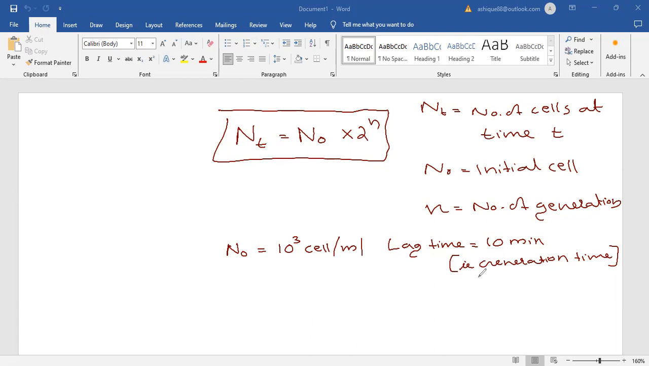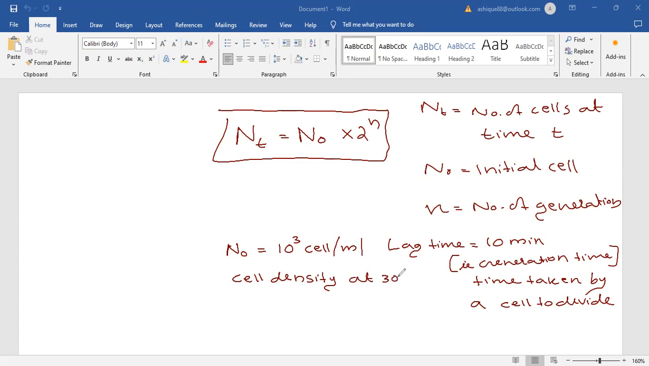What is generation time? That is the time taken by a cell to divide. That is 10 minutes. So the question: N0 is already given. And what is the question? What will be the cell density, that is the number of cells at 30 minutes? What is the cell density at 30 minutes?